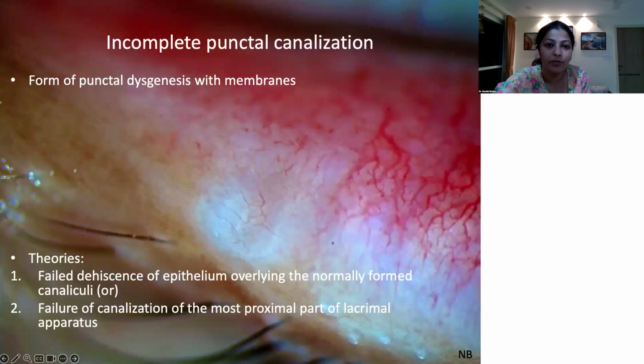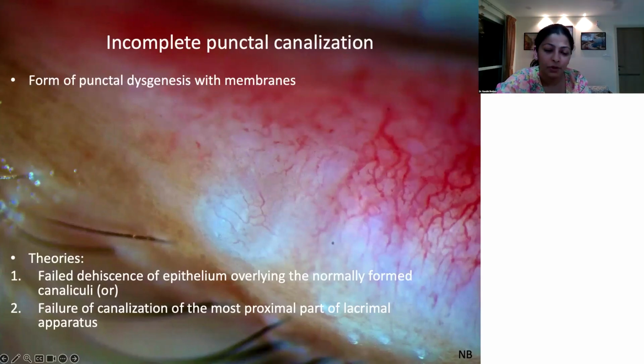So, before we move on to incomplete punctal canalization, if you have punctal agenesis, your treatment option is conjunctivodacryocystostomy, as Dr. Freitag described, which is creating a passage directly from the medial canthus to the nose. A DCR or any other procedure is not going to work in those cases. Now, coming to the second mimicker, it is called incomplete punctal canalization, or an IPC.